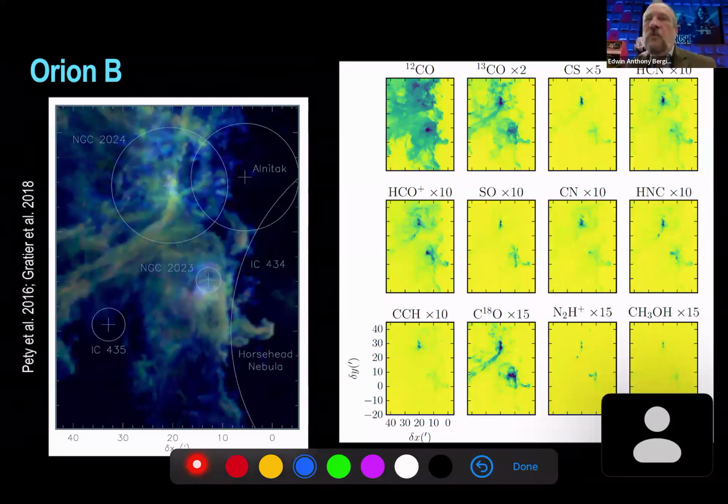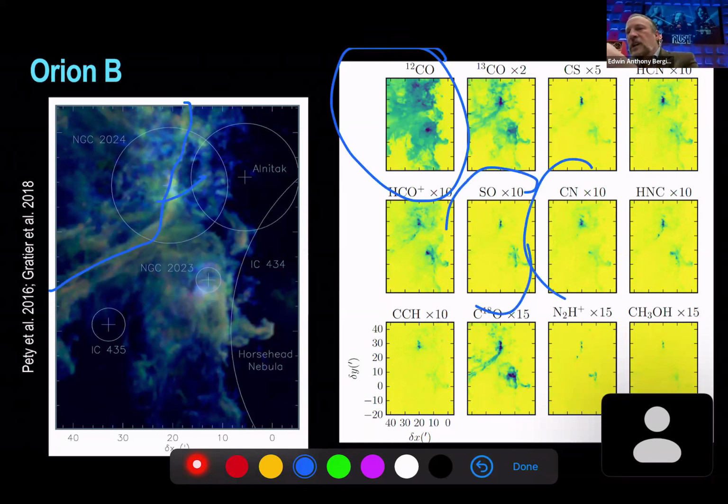This is the Orion B molecular cloud, just a molecular emission. This is the emission of dust, and I see these filaments here, okay? This is when I observe it in CO, 13CO, here's SO, CN. And, you know, when I told you every molecule is its own story, well, there you go, folks. Every molecule is its own story.